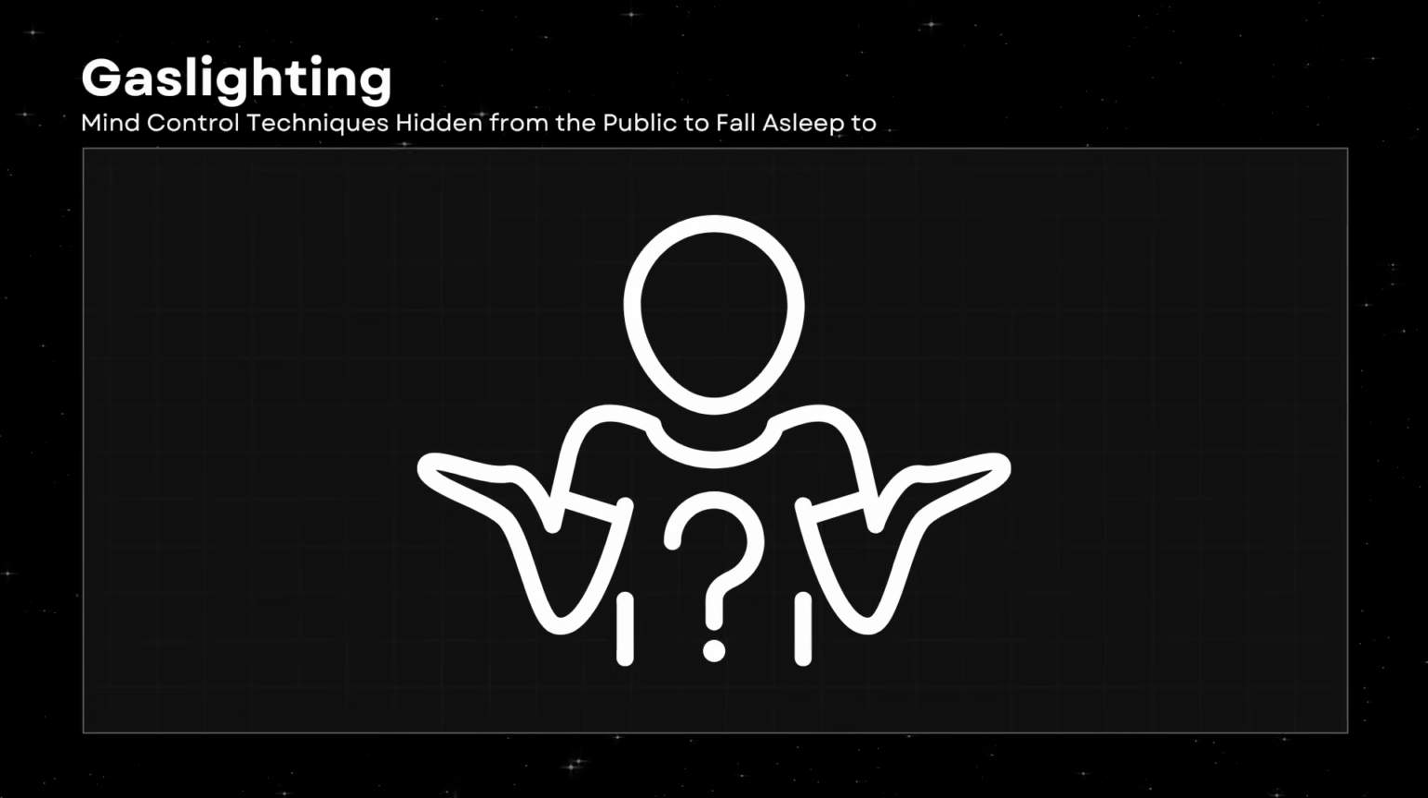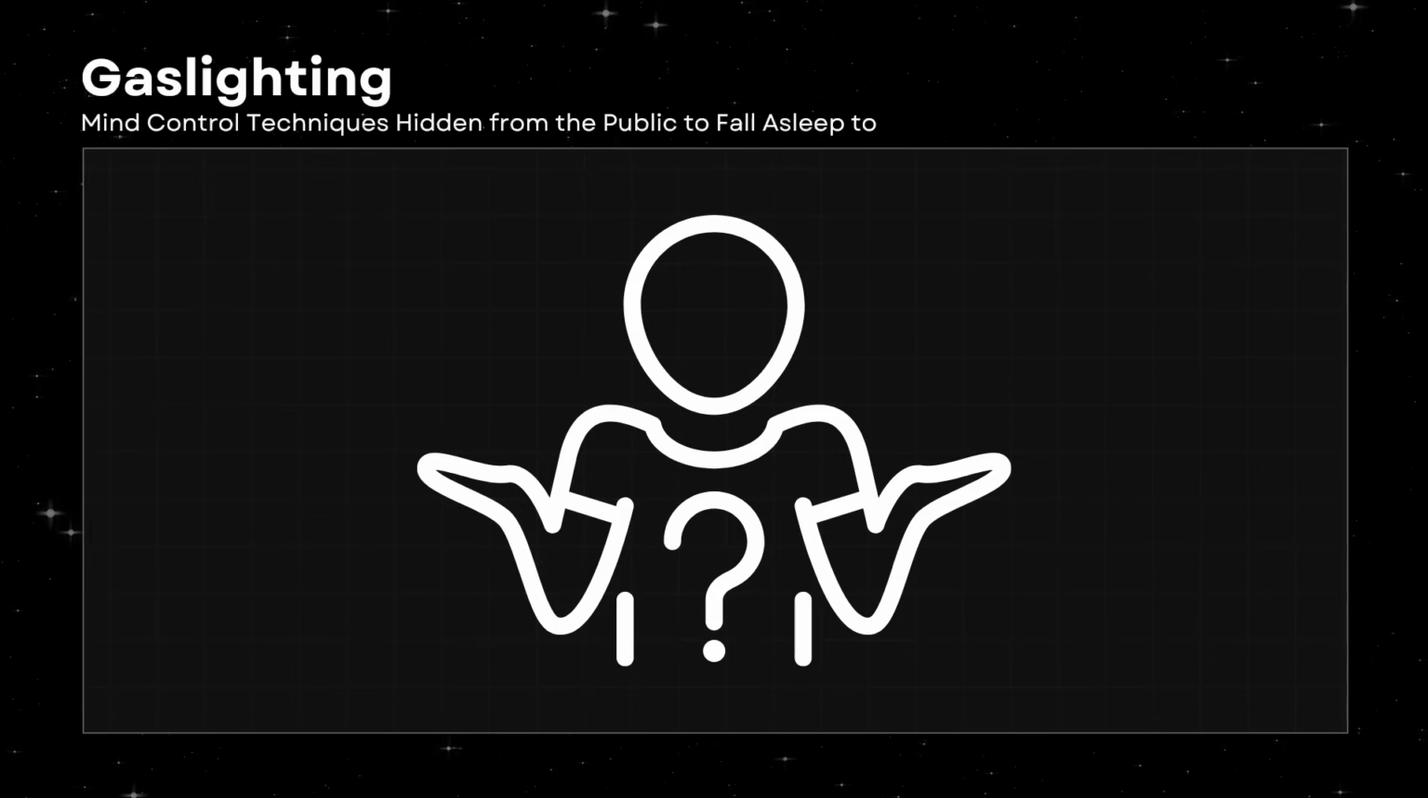Gaslighting is a method used to make someone question their own memory, judgment, or sense of reality. The goal is control. When a person no longer trusts their own mind, they become easier to direct. They start to rely on someone else to tell them what is true. Over time, they lose confidence in what they see, hear, or feel. This kind of manipulation can happen in personal relationships, at work, in institutions, or through media.